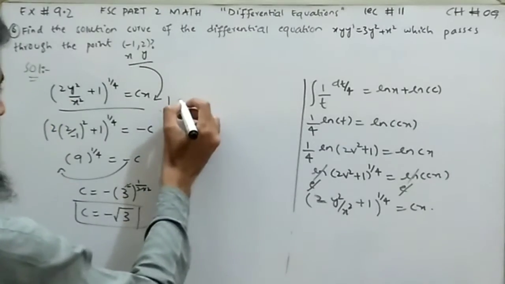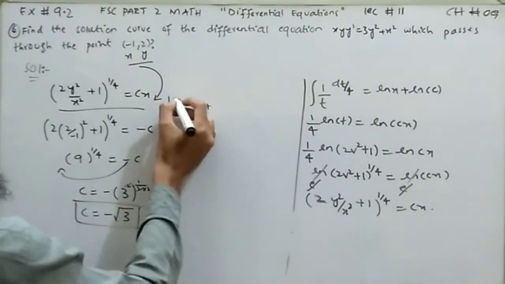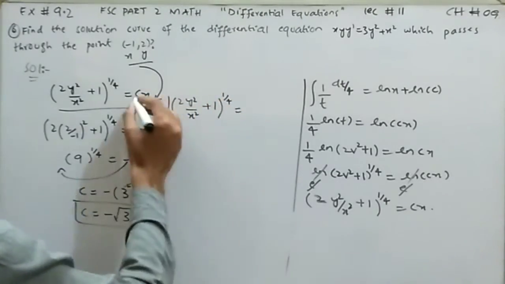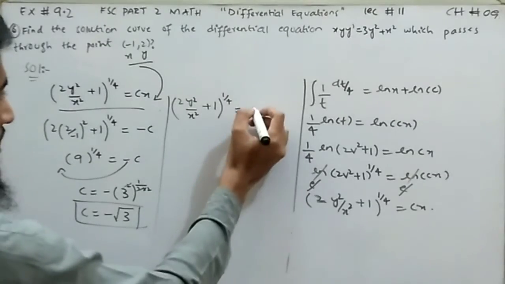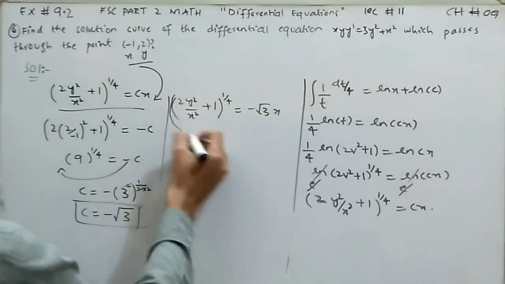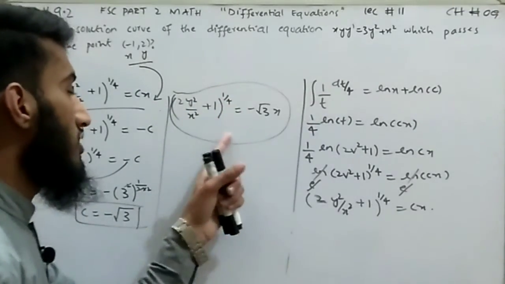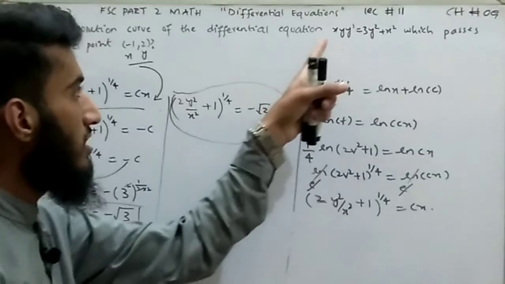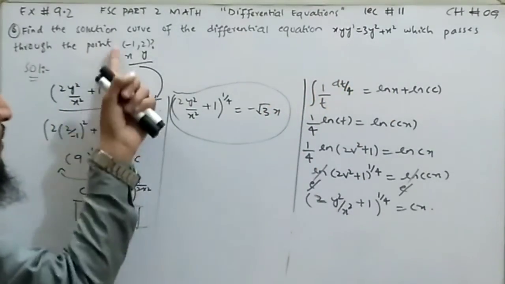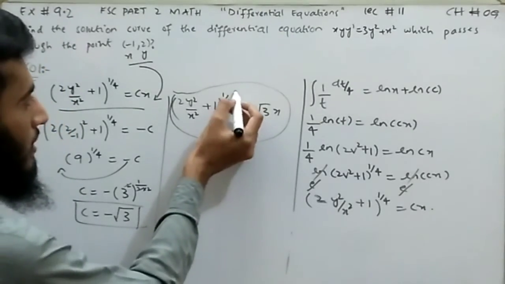So from over here it becomes 2y square over x square plus 1 whole raised to the power 1 over 4 is equal to cx. So c is minus under root of 3, so minus under root of 3x. So this is actually the required curve, which we find out from xy dash is equal to 3y square plus x square and passing through the point -1, 2. You can also simplify it further by taking the power 4.